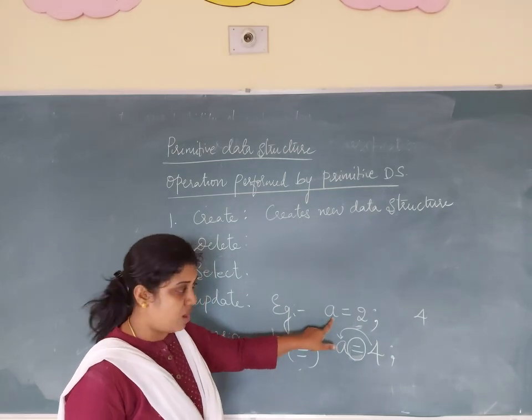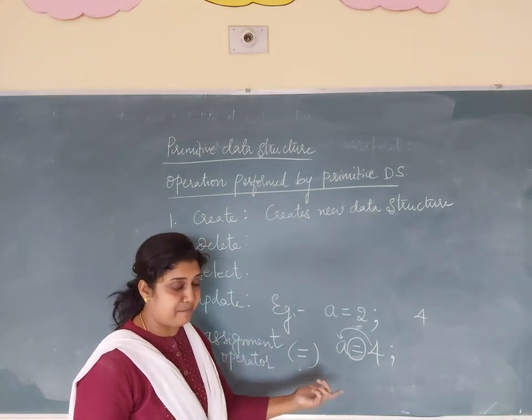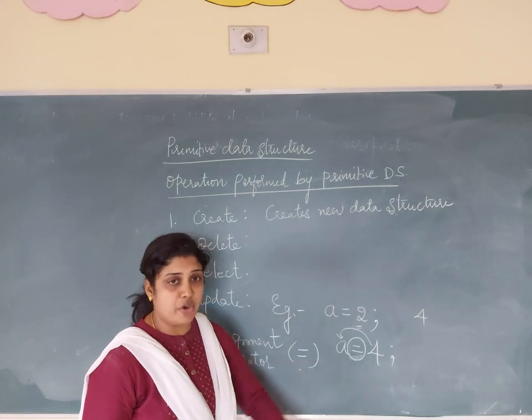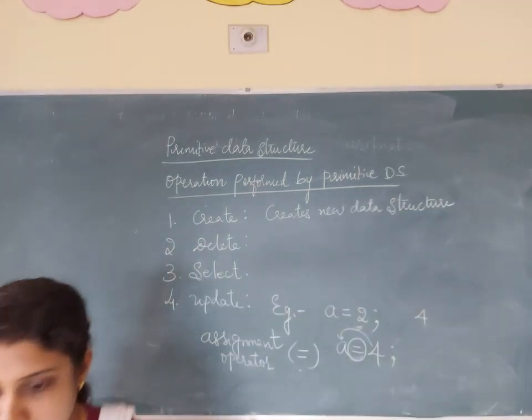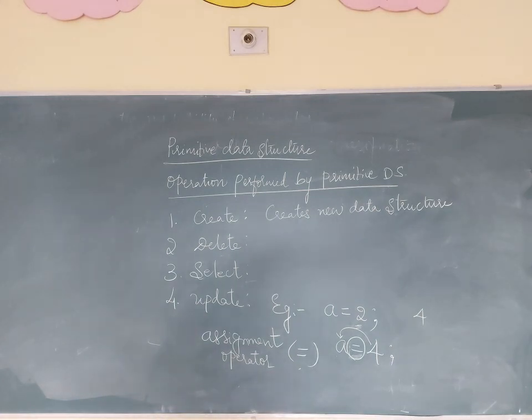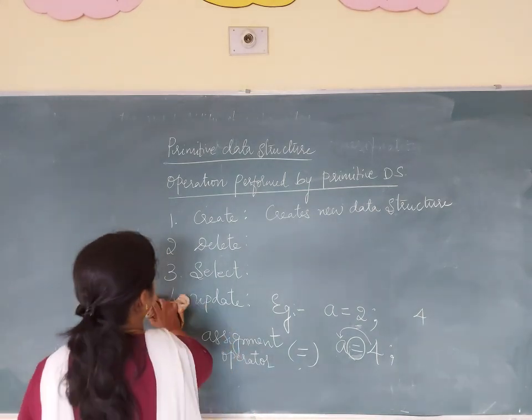Before, what is my value? A equals 2. Now I am updating my value, a equals 4. How are we updating? By using this assignment operator.